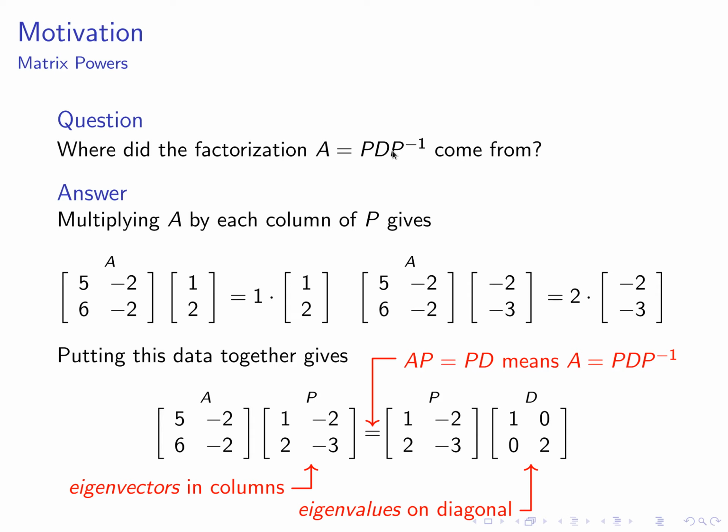Well, where did that factorization come from? What our calculations here are telling us is that we should find eigenvectors of A and put them into the columns of our matrix P, and then find the corresponding eigenvalues and put them into the diagonal of a diagonal matrix D. This is the core idea behind the concept of diagonalization.